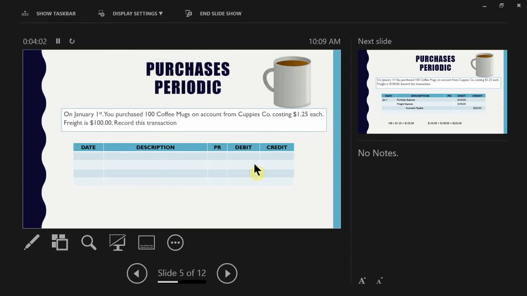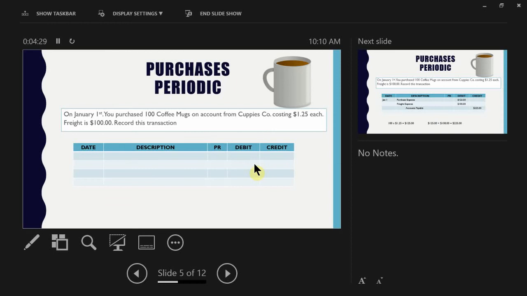So here we're going to look at an example of how to journalize a purchase return, okay, and how it actually looks. So first off, I'm going to make the purchase in the first place. On January 1st, you purchase 100 coffee mugs from Cuppies Co. and it costs you $1.25 each. Freight costs you $100, and record this transaction.